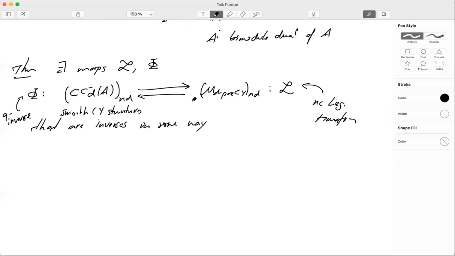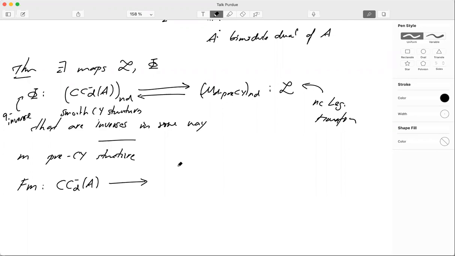So how is this a non-commutative Legendre transform? Remember that the Legendre transform we obtain by doing a three-step procedure. First, write the fiber-wise derivative, then you write the energy function, and then you invert it. And this map we get by doing something similar. So the first step is to write down the fiber-wise derivative, which should go from this space to this space.